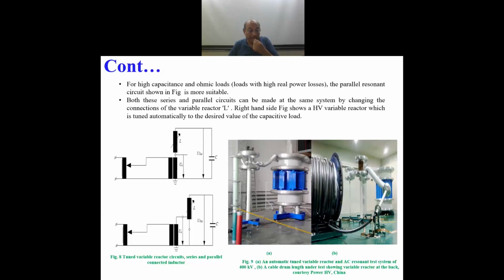Yeah. So for high capacitance and ohmic loads, ohmic load will be there in every conductor, every test object. Ohmic load is offered by the conductor in the test object, the metallic conductor. So for high capacitance and ohmic loads with high real power losses, the parallel resonant circuit shown in the previous figure is more suitable.